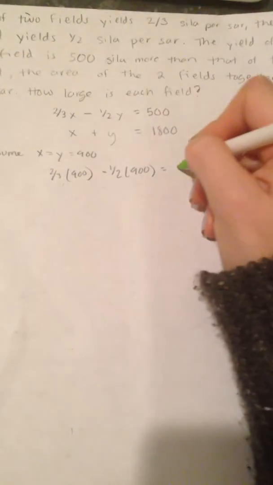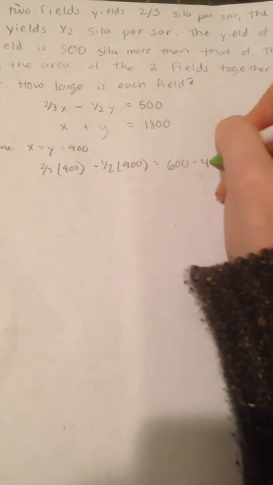So from there we would plug 900 into this equation. So 2/3 of 900 minus 1/2 of 900 equals 600 minus 450, which equals 150. So 150 isn't exactly the value we're looking for. We're looking for 500. So let's find the difference between these two values to see how much it's off by. So 500 minus 150 equals 350.